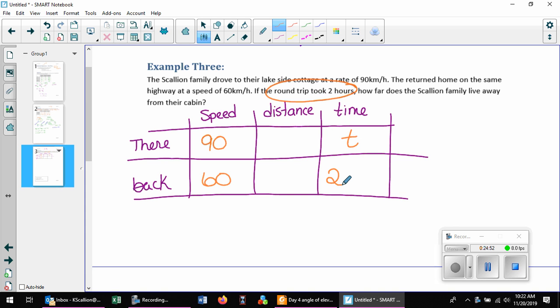So my total of hours, because it's the 2 hours, and I'm subtracting however long it took me to get there. Does that make sense, everybody?